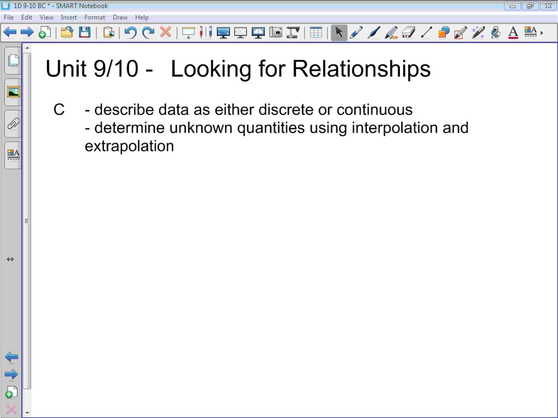By the end of this lesson, what we want to be able to do is describe data using one of two terms. It's either going to be discrete or continuous, and we'll look at what those terms mean as we go through the lesson. And we also want to be able to determine unknown quantities from a graph using either interpolation or extrapolation, and we'll look at what those two terms mean.